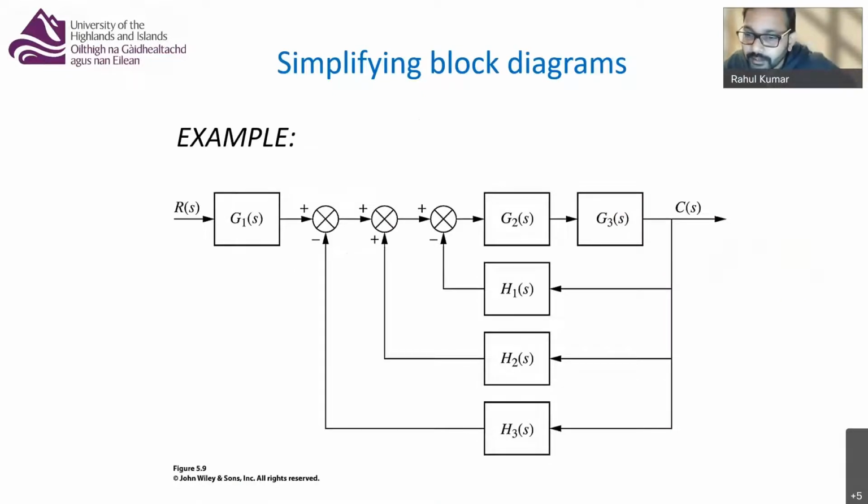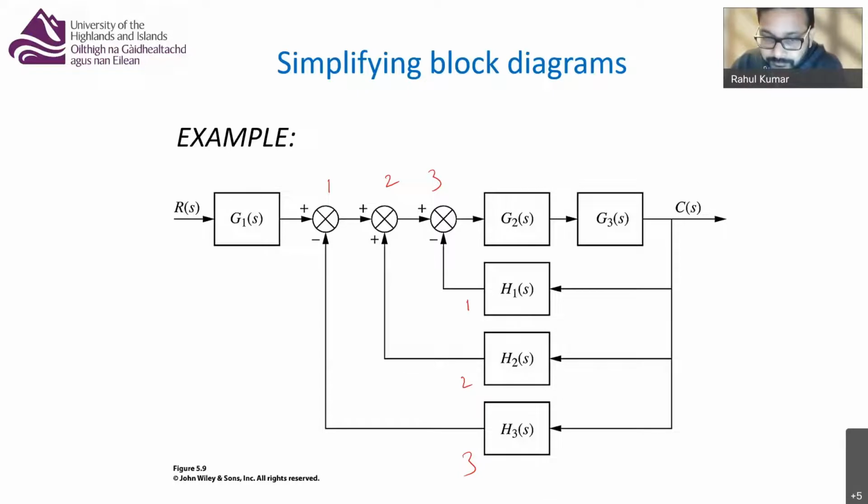Now let's say we have this type of complicated block diagram. You have G1, which is your forward path gain. You have 3 summing junctions, and 3 feedback gains, and 3 feedback paths, plus you have some more forward path gains, G2 of S and G3 of S. So we have this type of situation here.